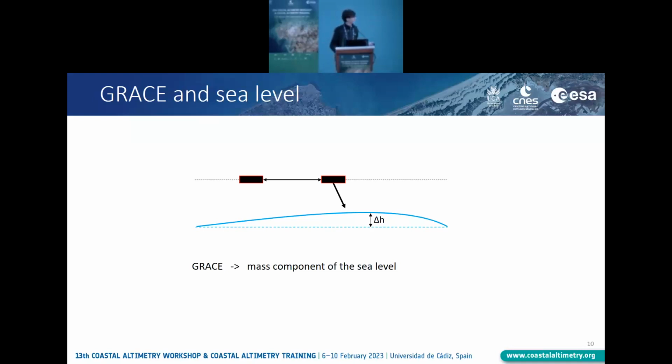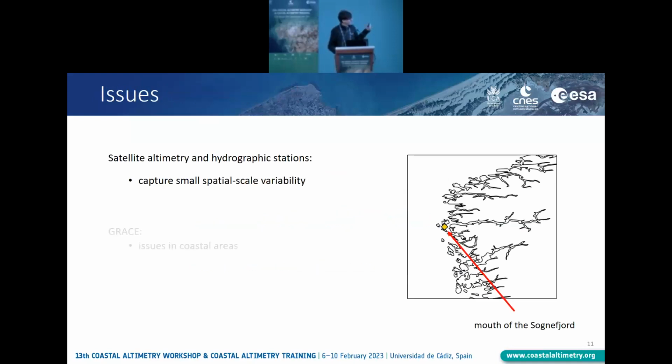And that's why GRACE can provide information on the mass component of sea level at the time scales we're interested in here. Before, I was saying that we use two sets of estimates, and it's quite good because we can assess the robustness of a result, but also they allow us to assess the quality of the present observing system, or at least the one that we're using. And that's because both of them have issues. We saw that satellite altimetry worked pretty well. We saw that in a previous work.